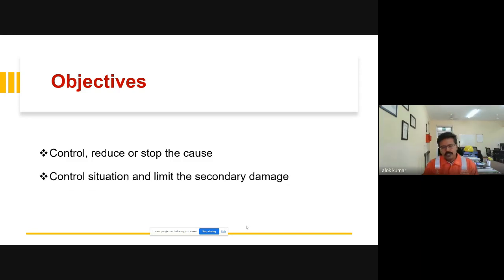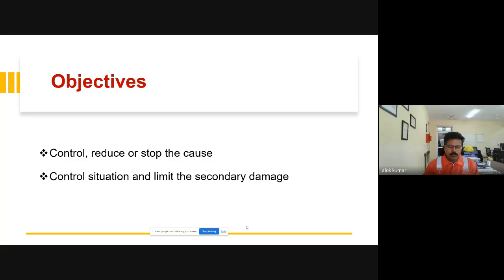To control the situation and limit the secondary damage. Most of the time, if any emergency goes beyond control and has taken the shape of a big disaster, it goes beyond the boundary, and that can also create secondary damage or secondary fire.